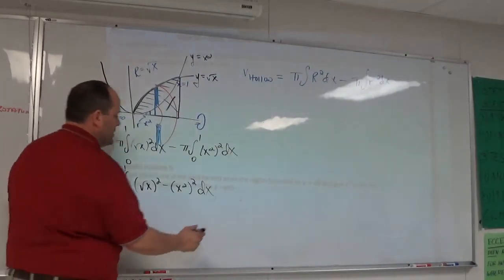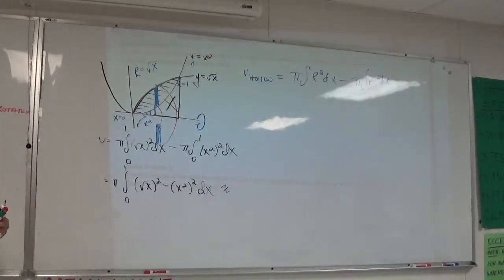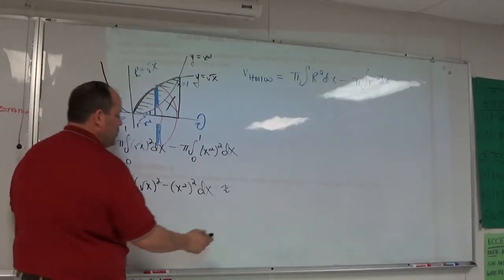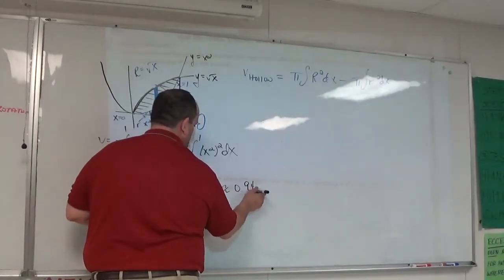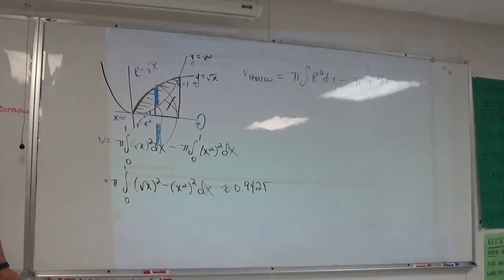Anybody get a number on the calculator? I got 0.94, but I'm not sure. 0.94, is there more than that? 2.5. 0.9425, can anybody confirm 0.9425? Beto's got 0.9425.